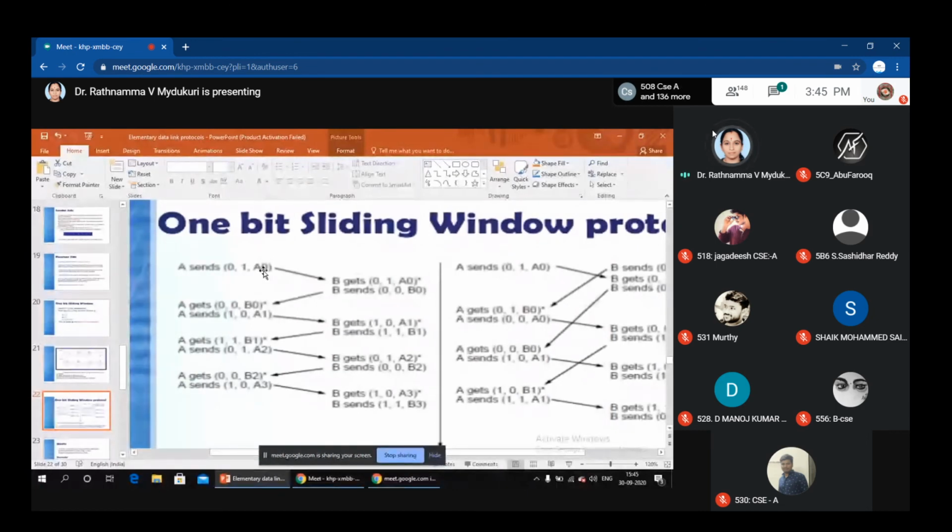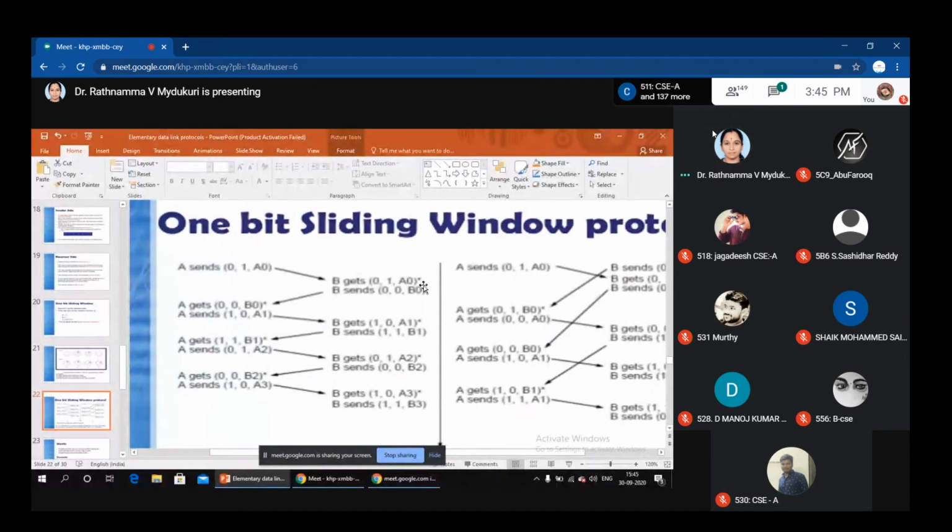I told you about piggybacking, remember? So like that you are sending some acknowledgement. Okay? So 0 is the packet. Now B gets the 0th packet and acknowledgement 1. So it is shown with a star mark here.